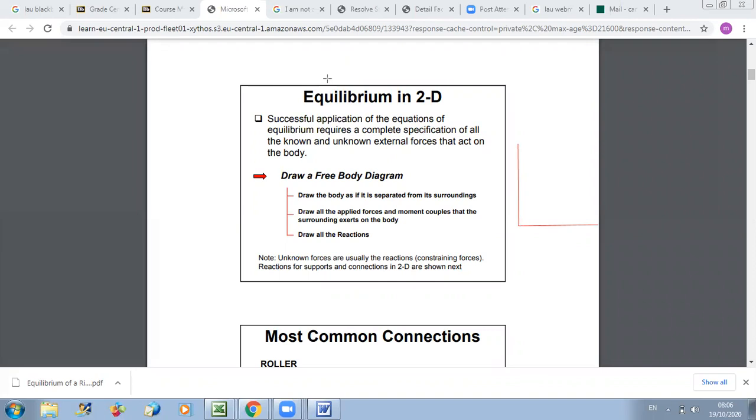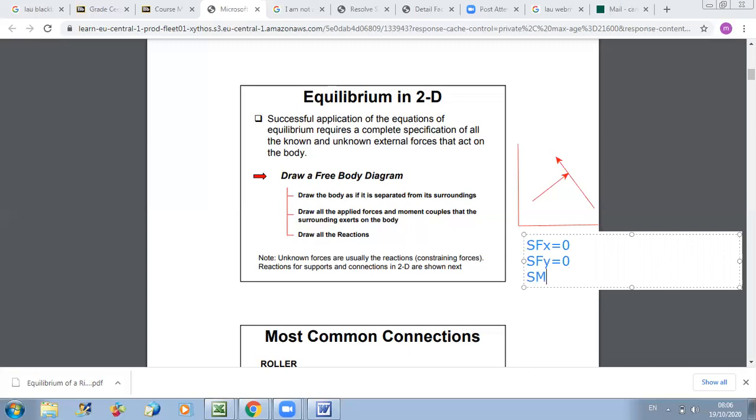Okay. So when you have 2D equilibrium, you have only 3 equations. Why? Because all forces are in the xy plane, so they can only produce moment about the z axis. And for sum of forces equals 0, you'll have 2 equations. So in 2D, the 3 equations will be sum of Fx equals 0, sum of Fy equals 0, and sum of moment about point O, which corresponds to sum of moment about z, equals 0.